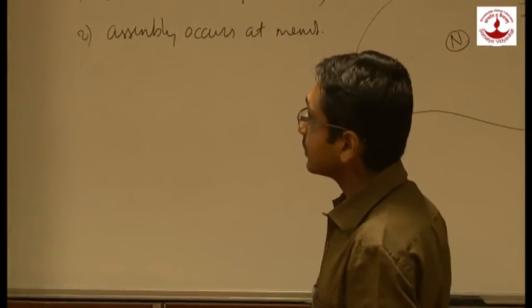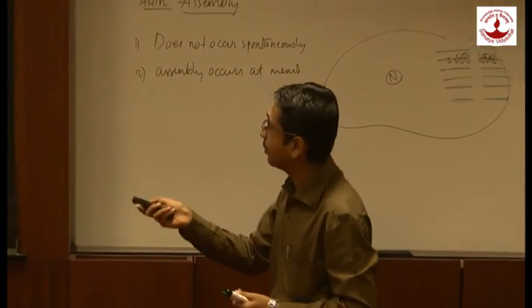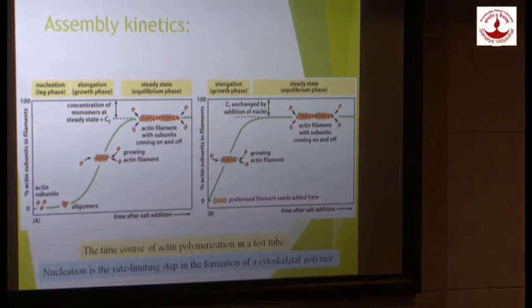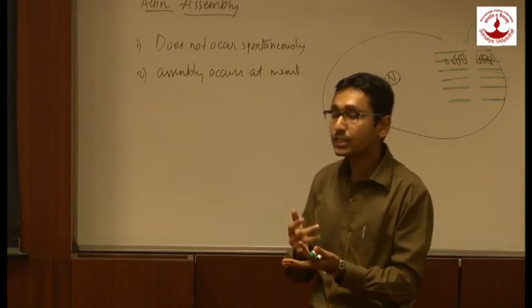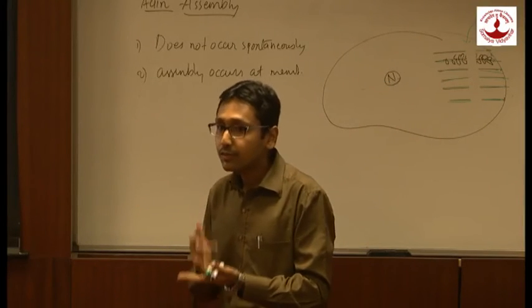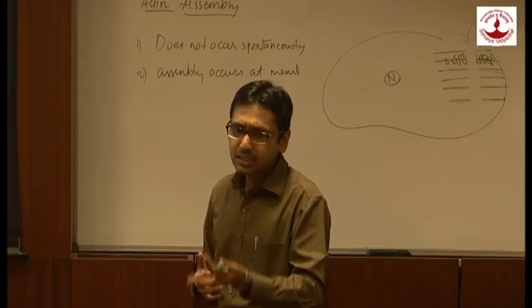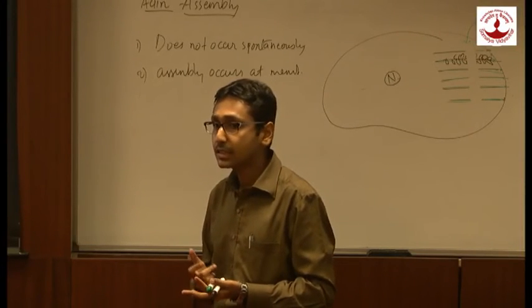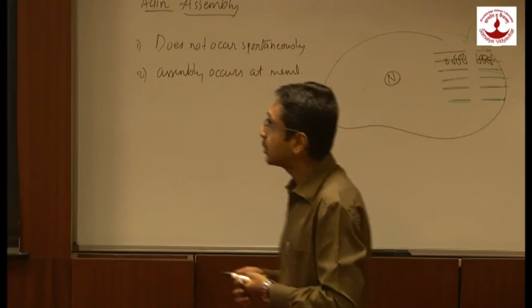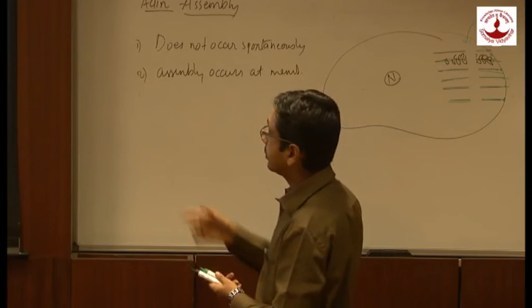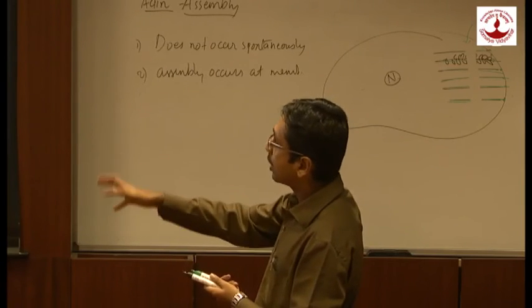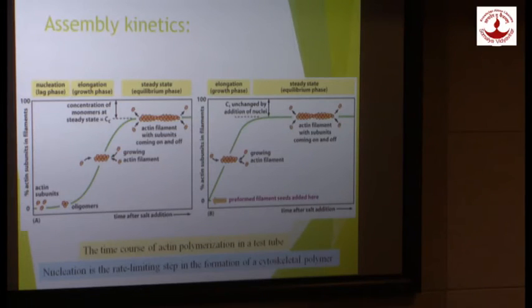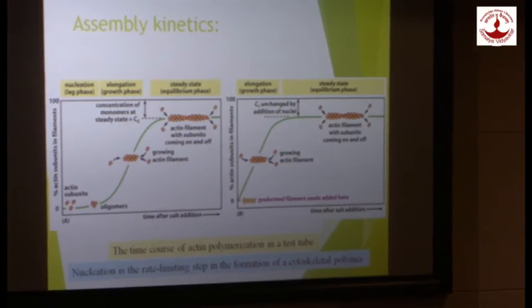So the next property is to understand why the assembly does not occur spontaneously. We have seen the features in vivo, and we need to confirm them in vitro. We can study the actin assembly dynamics and kinetics in vitro in an experiment where we isolate the actin, the monomers, the G-actin, and put in salt to start the assembly.